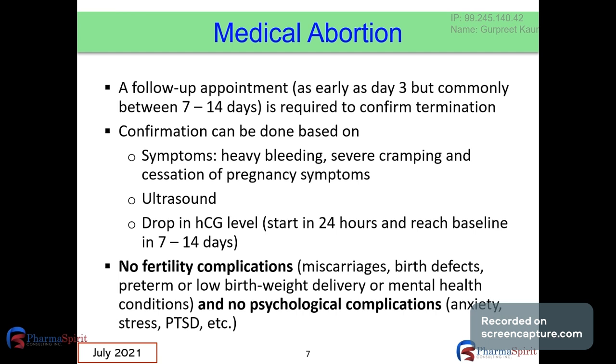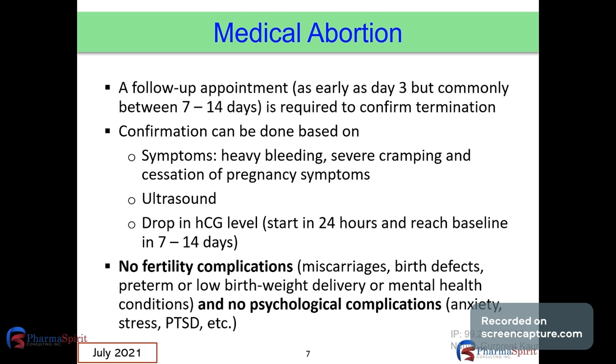How will the physician confirm the termination? This can be done by the symptoms: when the female has heavy bleeding, severe cramping, and cessation of the pregnancy symptoms. So that's what the physician will check to make sure that the pregnancy was terminated, just by checking the symptoms. The physician also can do an ultrasound to confirm that the pregnancy was terminated, and can do a test for the human chorionic gonadotropin level. The level of the human chorionic gonadotropin starts to go down within 24 hours. However, it reaches baseline in 7 to 14 days.